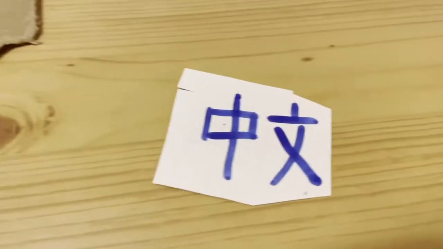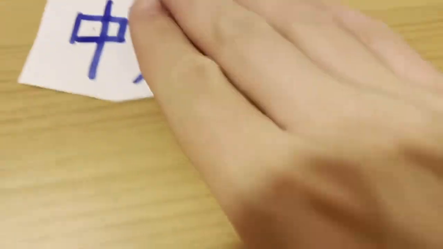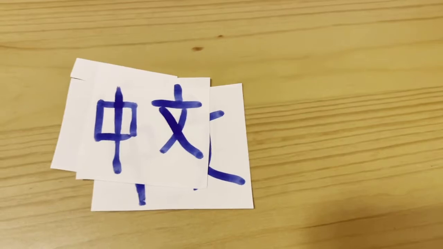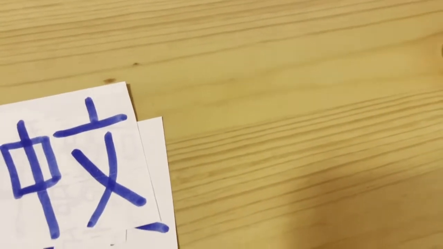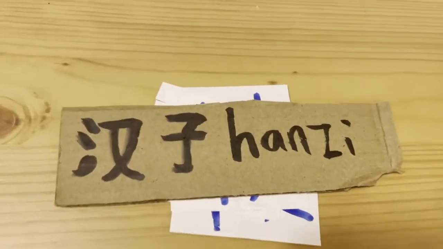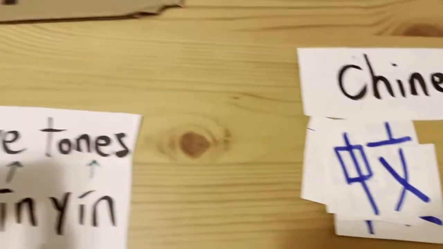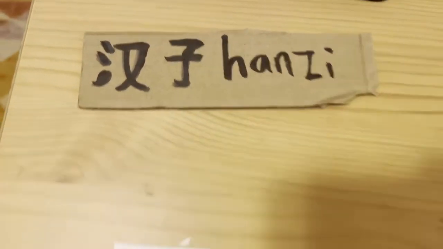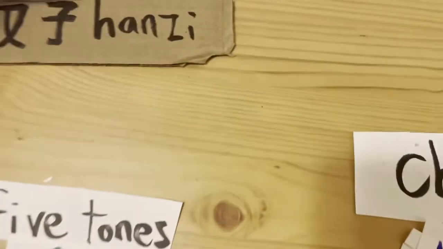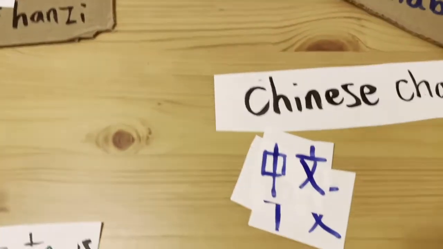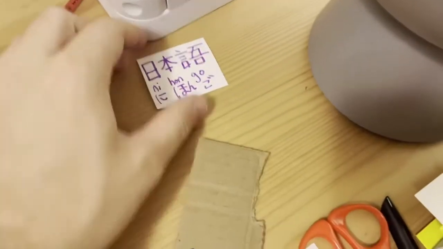So, this is my attempt to write the word Zhongwen. Here's a couple more attempts. Zhongwen is the name in Chinese of the Chinese language. And Zhongwen is made up of Hanzi, which is another word for Chinese characters. In Chinese, there's many thousands of characters, and they're all called Hanzi. We'll talk about that later. And let's compare it with Japanese, which is called Nihongo.